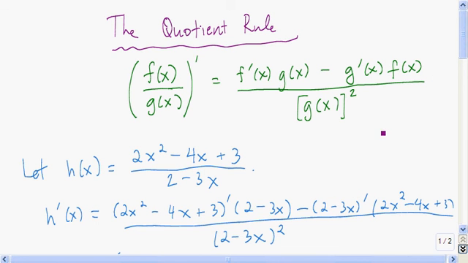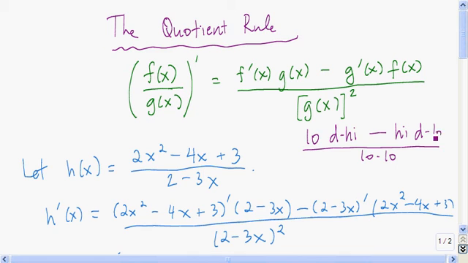Okay, I want to share with you a little thing that some students find helpful in remembering the quotient rule. And it goes like this. For the record, I think that this is easier for me to remember, so I just use the quotient rule itself. But since some people might find this helpful, I'll share it with you.